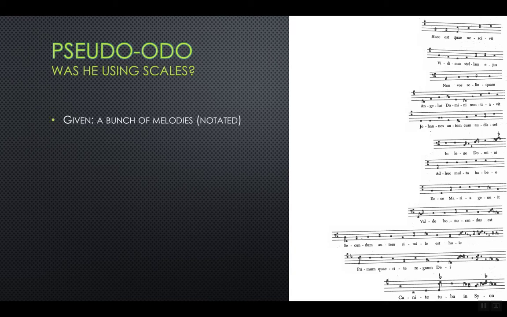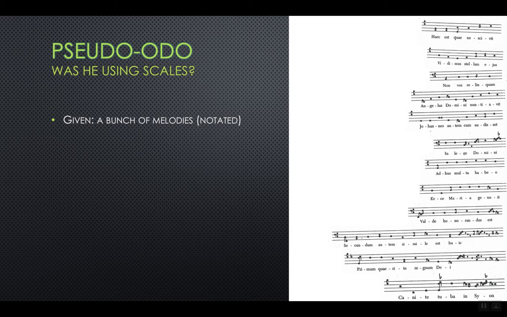I told you a couple of minutes ago that people weren't really thinking of scales necessarily. It was hard for them to figure out what scales their melodies were in after the fact. So let's do a little experiment then. Whoever was writing these melodies might have been using scales without knowing that they were doing it, in the same way that when we speak, we use grammar without being fully aware that we're doing so.